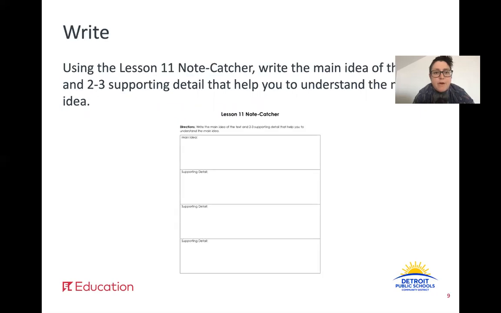Now it's time to write about your main idea. Turn to the Lesson 11 note catcher on page 37 of your ELA packet. The task is to write the main idea of the text in that first box of the note catcher. Then 2 to 3 supporting details in the boxes below. Remember what you just talked about. Pause here and complete your writing task.